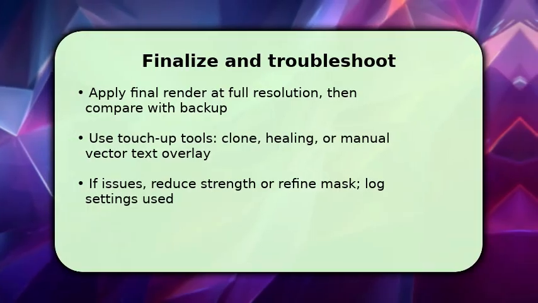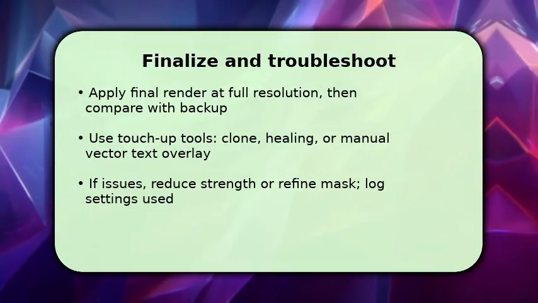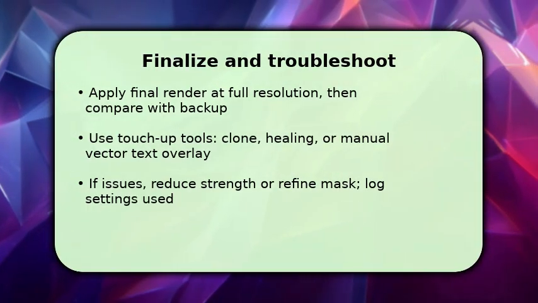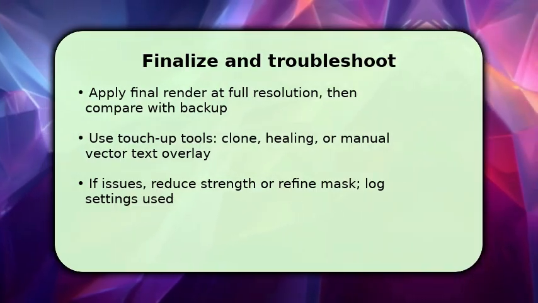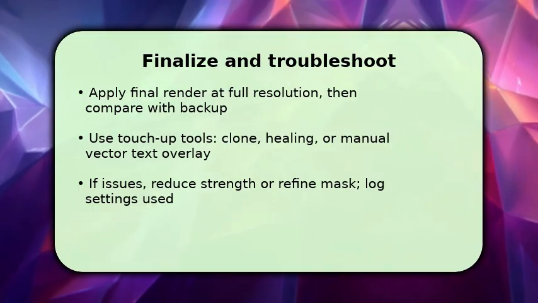If the generated text needs crispness, you can overlay a vector text layer matching the font and blend it to integrate with shadows. Once done, export with metadata and keep the model settings documented for reproducibility.